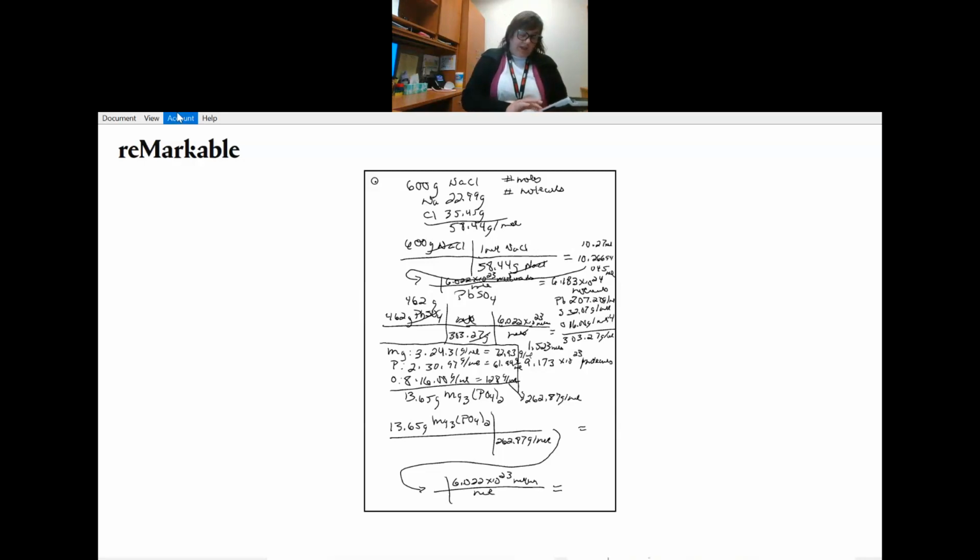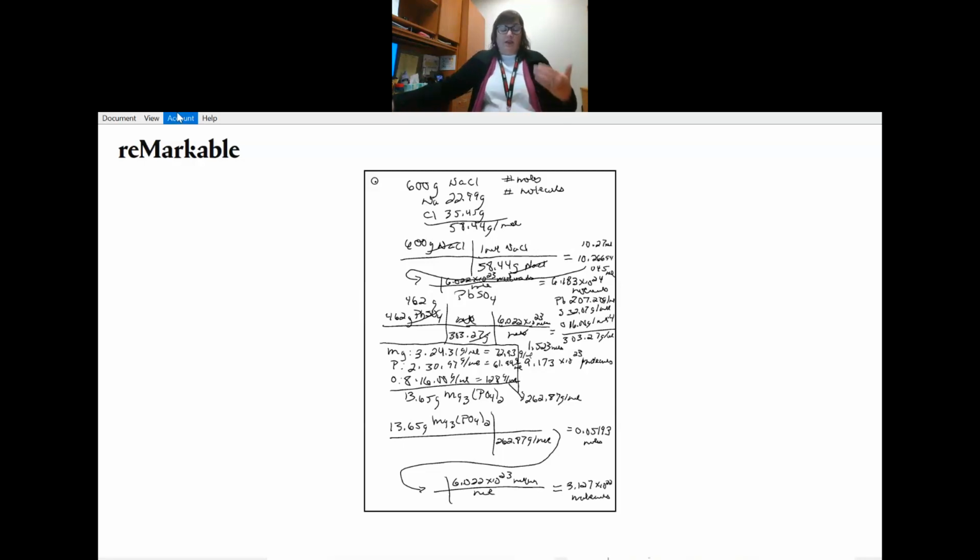So I take my mass, 13.65. I divide that by 262.87, and that gives me 0.05193 moles. I then multiply that by 6.022 times 10 to the 23rd, and I do that without having rounded like this. And that will give me 3.127 times 10 to the 22nd molecules.